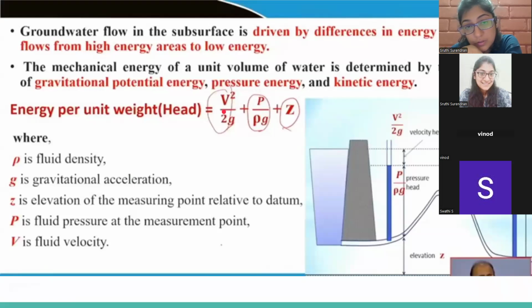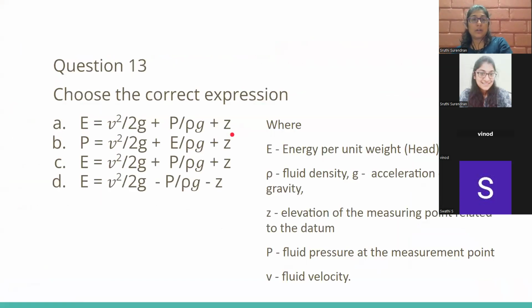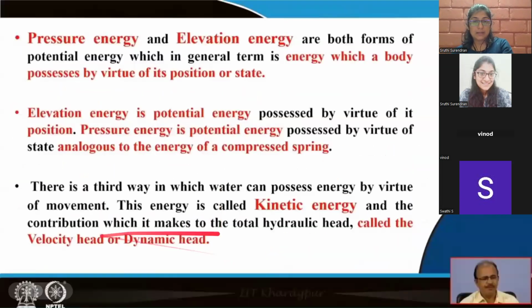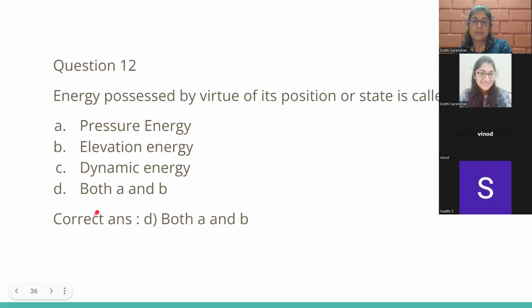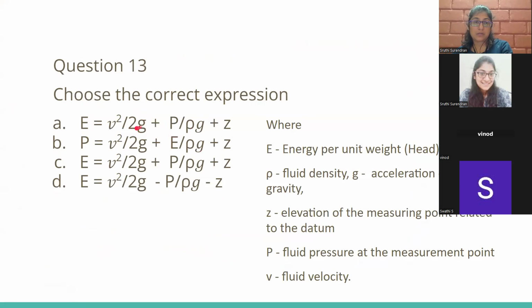And V square is because of the velocity. This is also called as kinetic energy, velocity head, or dynamic head. This we had seen here. These are the different terms that are used for describing this part of the equation, V square by 2g. Kinetic head, dynamic head, or velocity head. This is called pressure head. This is also called the elevation head or gravitational potential energy. This is called pressure head or pressure energy.